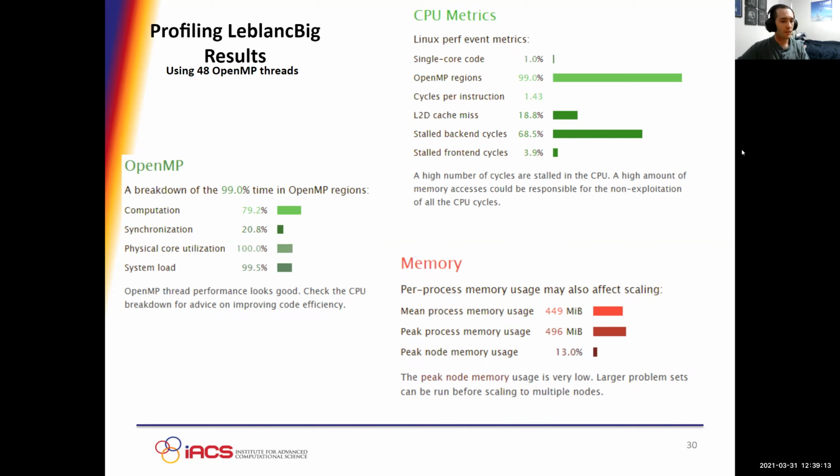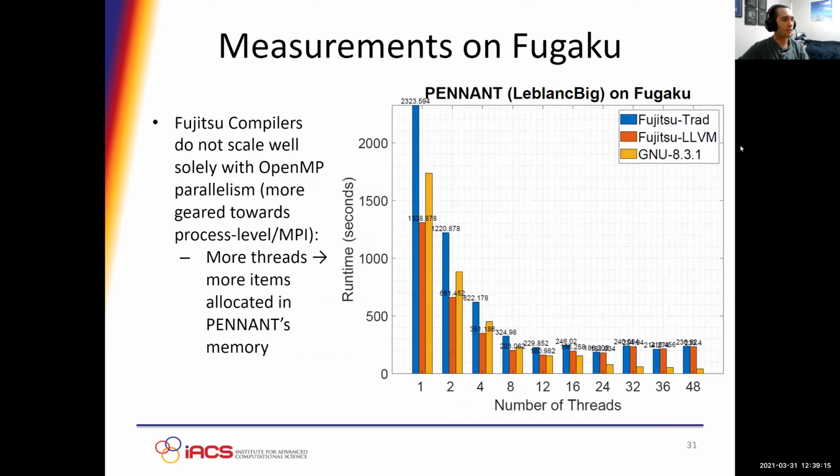On the next slide, we'll go into some measurements on Fugaku. Because Pennant is built around C++, I was able to use both the traditional backend and the LLVM backend. And I noticed a comparatively strange result compared to what Yan found with Swim, where the Fujitsu compilers in both cases eventually lost in terms of raw runtime compared to just a standard GNU compiler, be it 8.3.1 or 10.2.0.